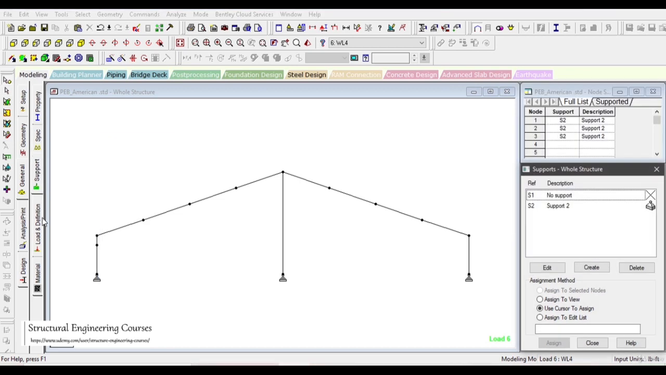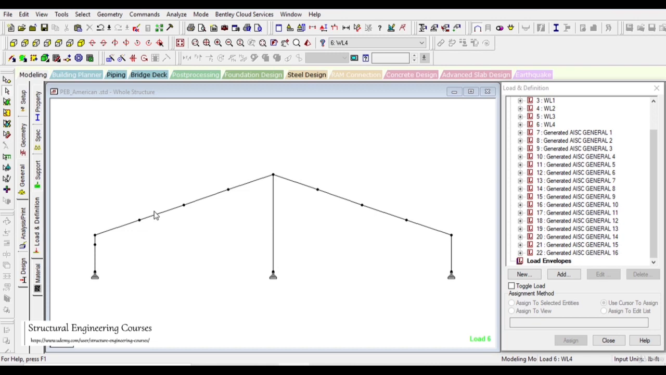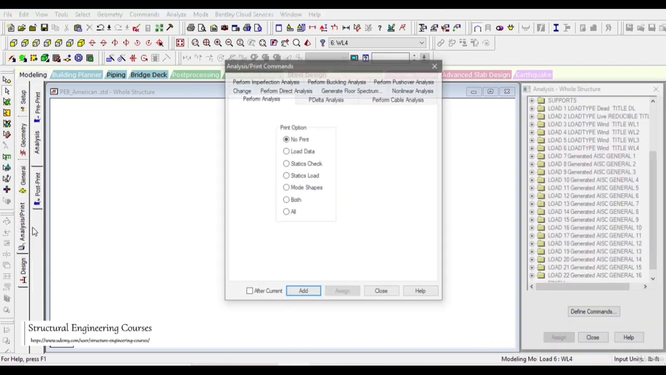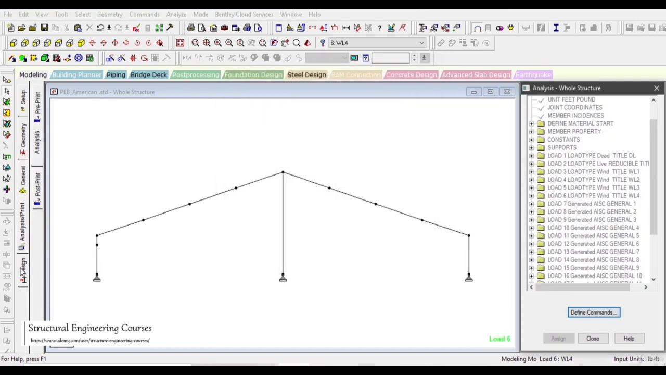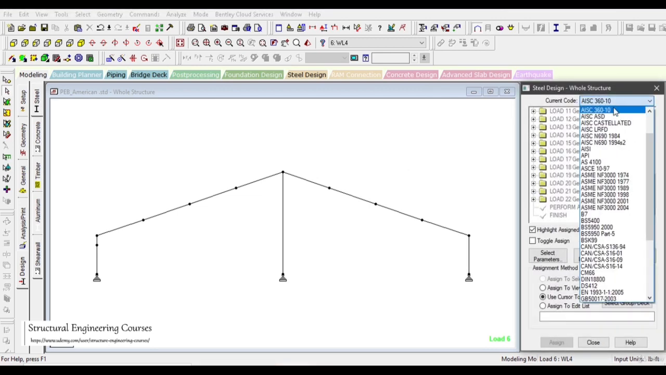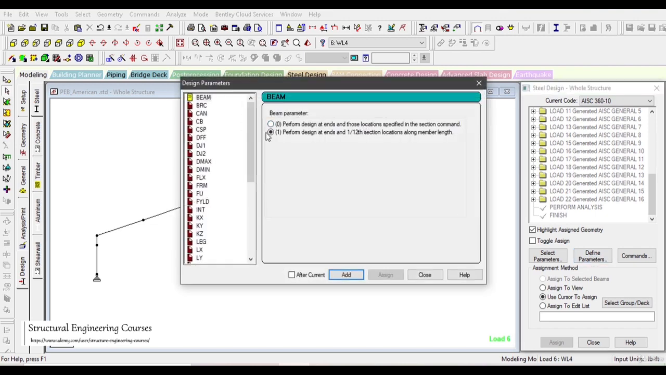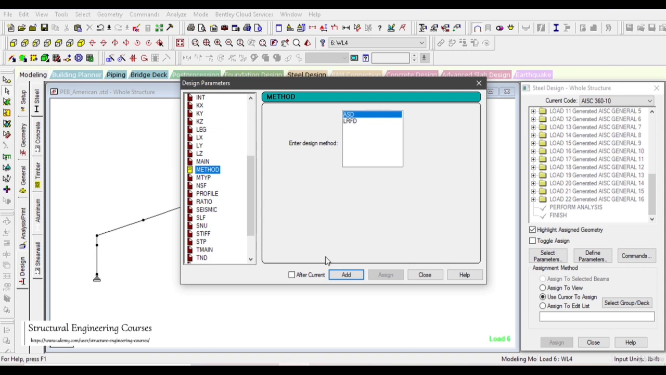Specification we don't really need to provide here. Supports we had already provided. Loads and load combinations we had already provided. We can go to analysis and add. We can go to the design section here. Now under steel we can go to this AISC 360-10. We can left click on define parameters. Here first of all we need to go to the method here and select ASD.